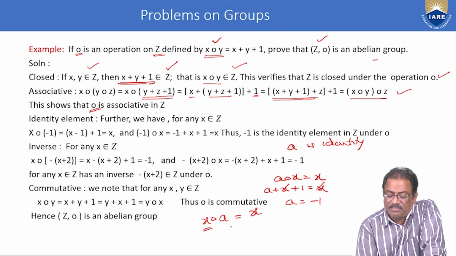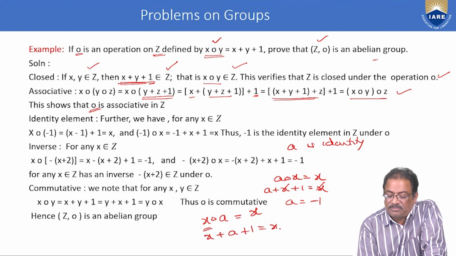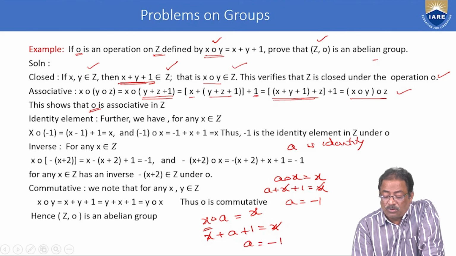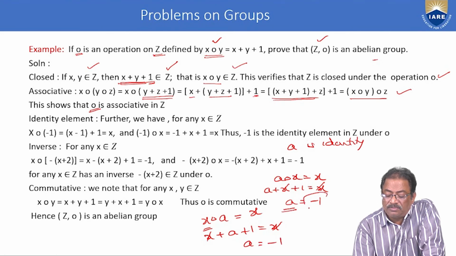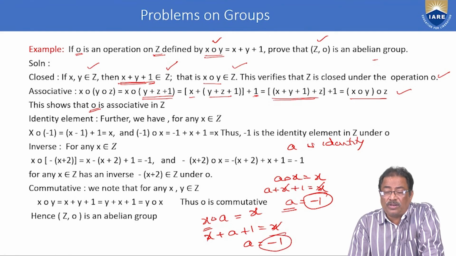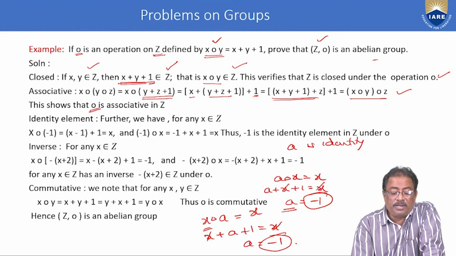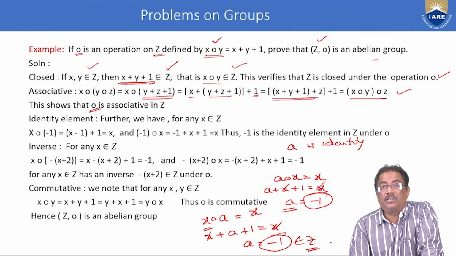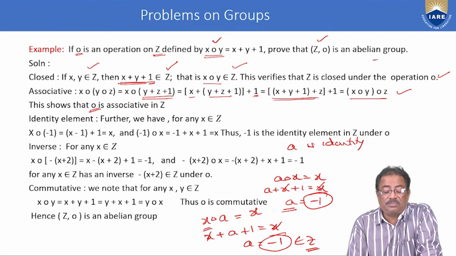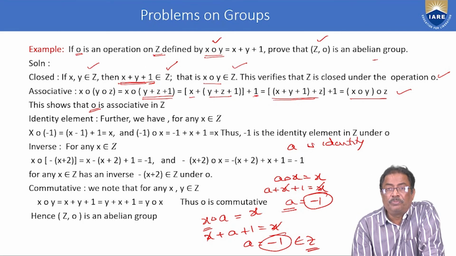And if you take this also, both have to be satisfied. Then this is X plus A plus 1 is equal to X. So X gets cancelled, so A is equal to minus 1. So the identity element is equal to minus 1. Is minus 1 a member of Z or not? Minus 1 is also an integer, so it is a member of Z. So I can say that the identity element also exists.